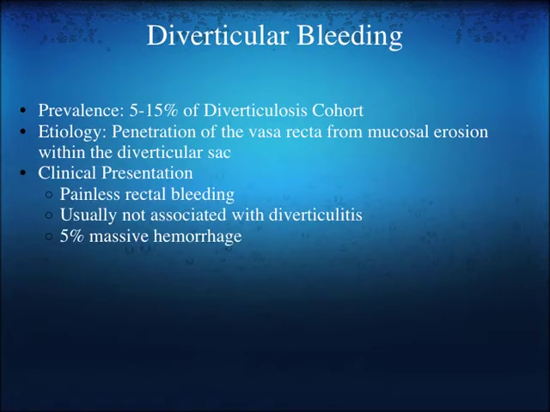Bleeding is the second major cause of complications. It's seen in about 15% of the diverticular cohort. And again, remember the slide of pathophysiology. The blood vessel is at the dome of the tick, and erosion causes bleeding. It's usually painless. Interestingly enough, it's usually a non-inflammatory condition. There's usually not diverticulitis. And 5% of patients develop massive hemorrhage that may require radiologic or surgical intervention.